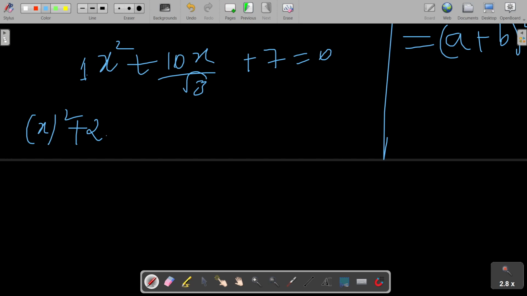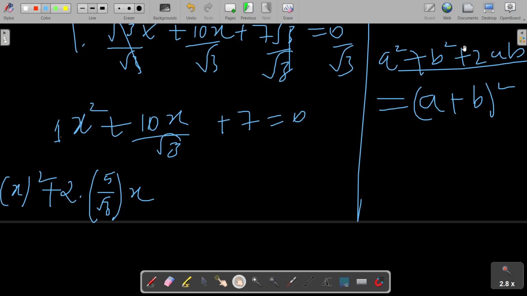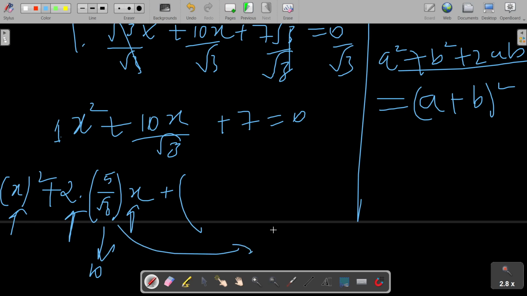We can write this as 2 times 5 over root 3 times x. Okay, write this clearly. We can see that according to this formula, we got a square and 2ab term. You can see this is a square, this is a, this is 2, and this will become b. So we do not have b square here. So this square is 25 over 3. 5 over root 3 square is 25 over 3.